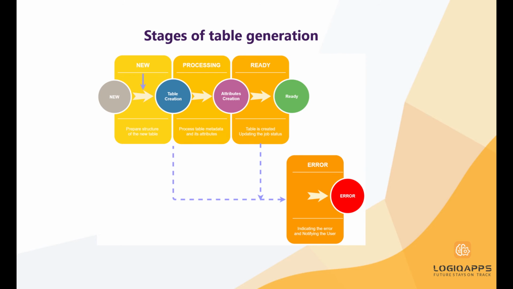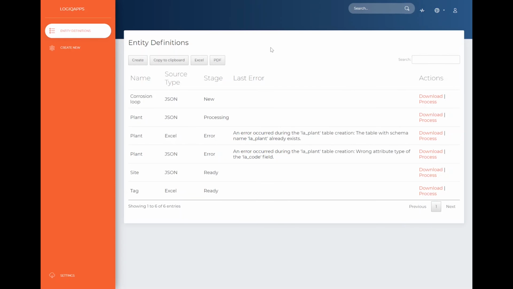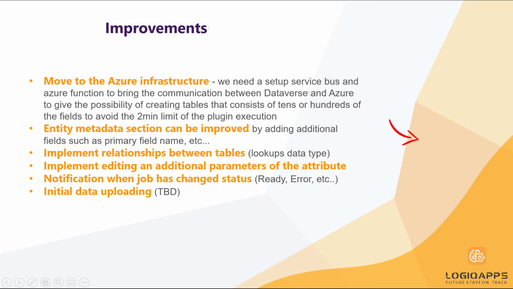During the demonstration we explored several stages of the table creation. Among them are new, processing, ready, and error stages. Processing divides into 2 steps: entity creation and attributes creation. In case of the error during the processing entity definition, the stage will be changed to error, and we can see it in the last column. So the metadata can be improved and entity definition can be easily processed one more time by pressing the Process button again. So this was a short demonstration of our solution.